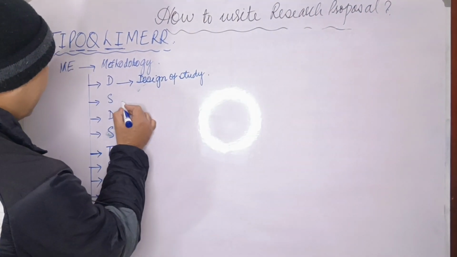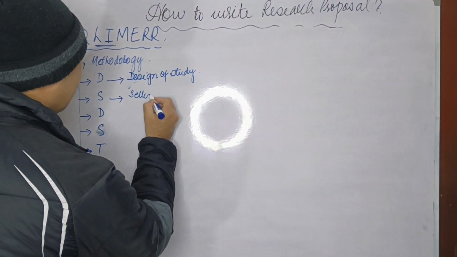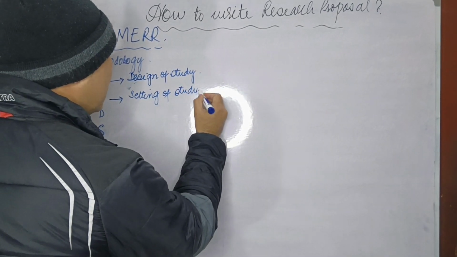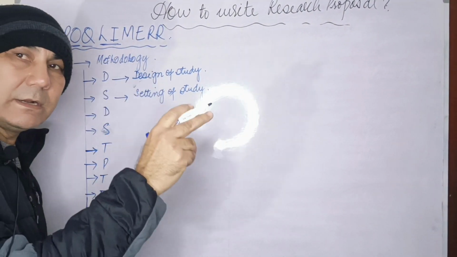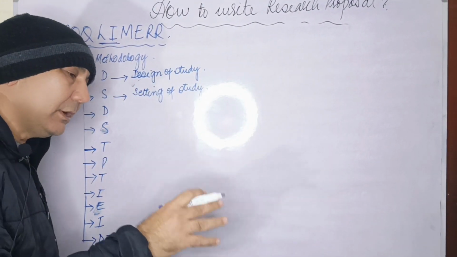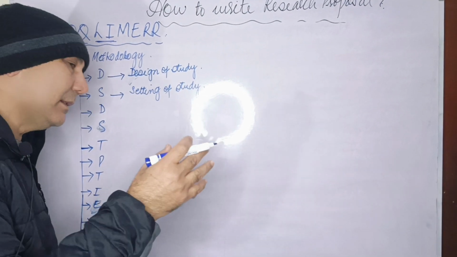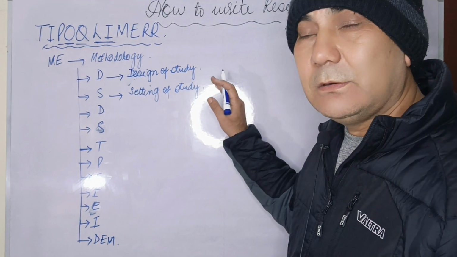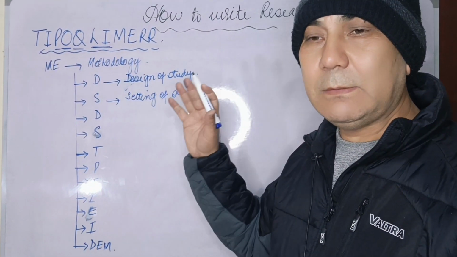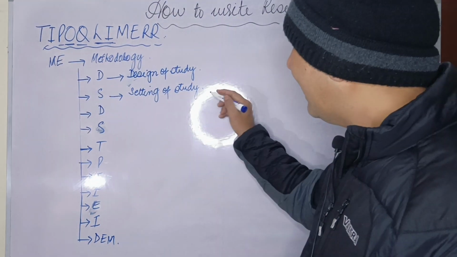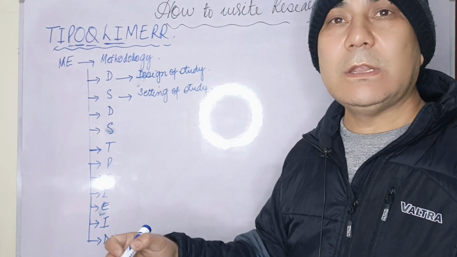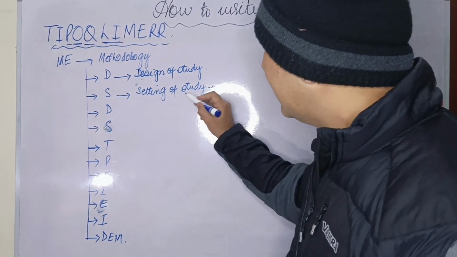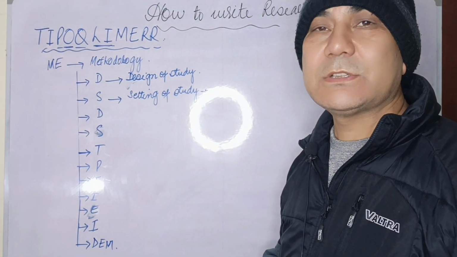Now the second S is the setting of your study. It means where you will conduct the study: in a hospital, in a public hospital, or in the PIMS hospital, or any other hospital. The name of the hospital, public or private, and then which geographical area and locality, in Islamabad, in Karachi, or the Punjab, where you will conduct this study, you will write down in the study setting.